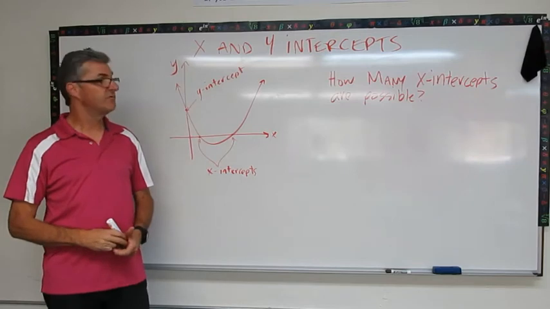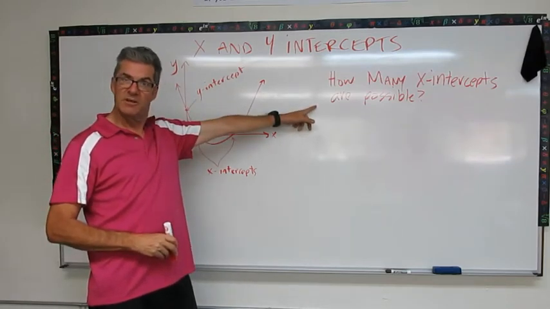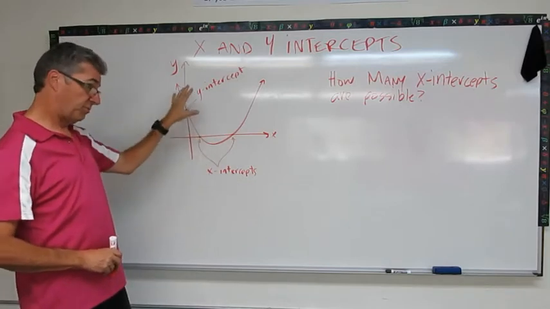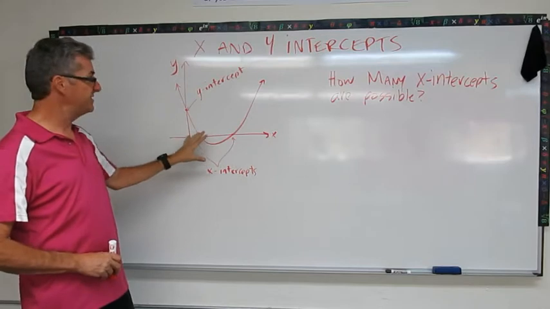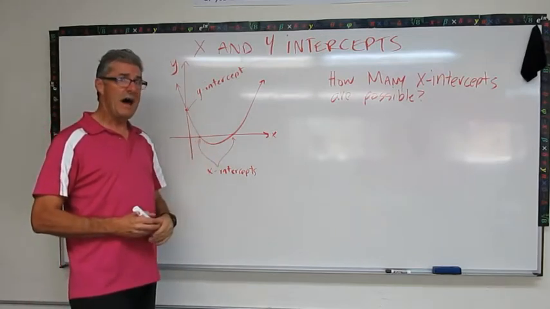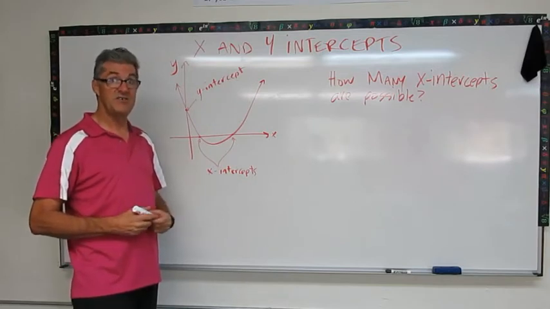Okay, I have a question for you. How many X-intercepts are possible? So think about this graph. I've only drawn one situation. The parabola can be in a lot of different places on the coordinate plane. So pause the video, just think real hard. How many X-intercepts are possible? Okay, let's see how you did.